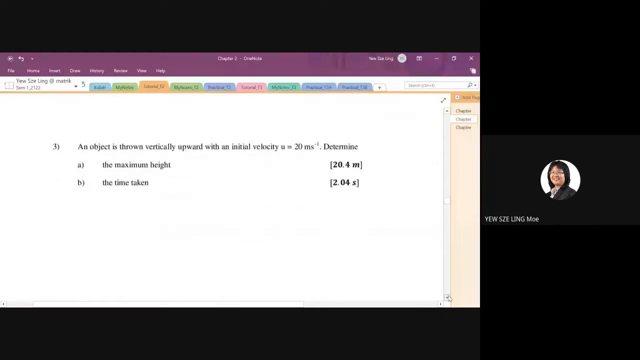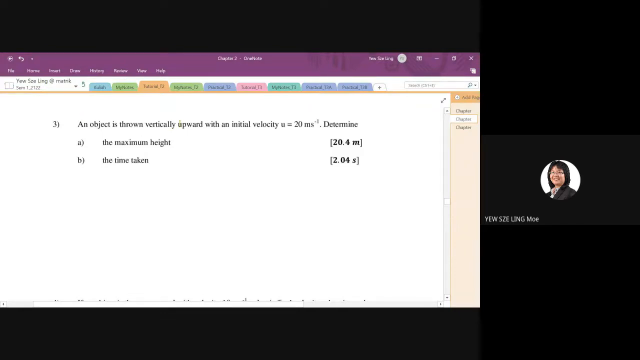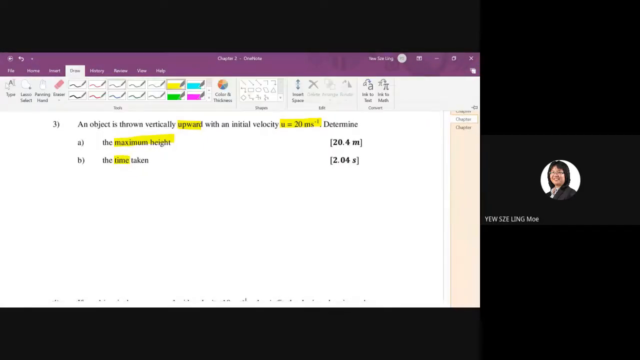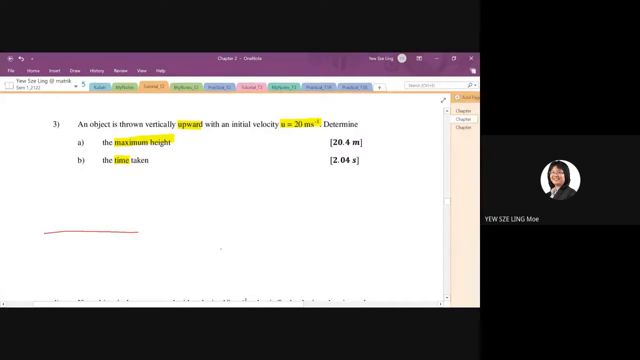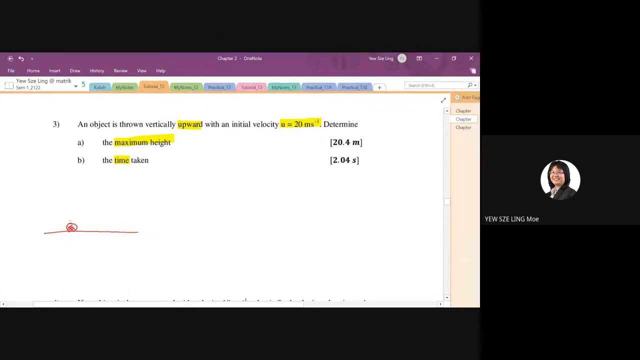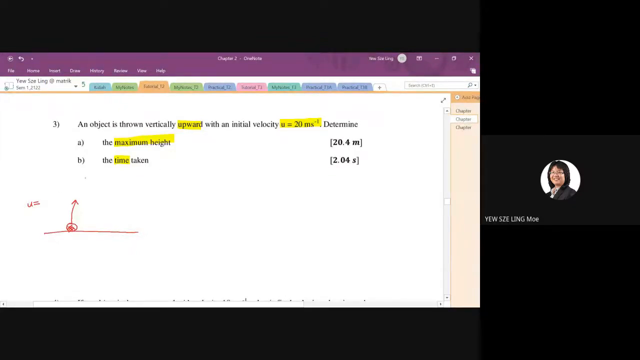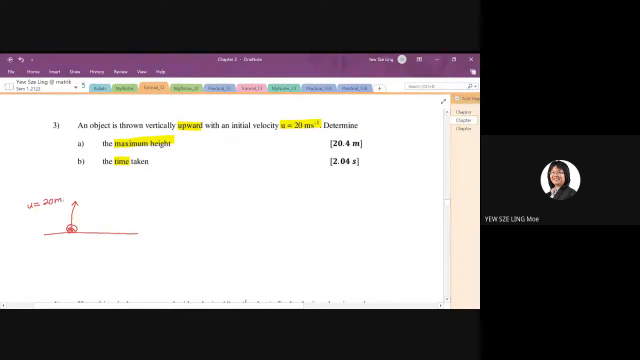So today we're going to look at what happens if you throw something upwards rather than downwards. An object is thrown vertically upward with an initial velocity u equals 20 meters per second. Determine the maximum height and the time taken. Let's draw a diagram first. This is the ground and this is our object. I'm going to throw it upwards. If I throw it upward, u is a positive value because it is going up, so this 20 is a positive value, 20 meters per second.